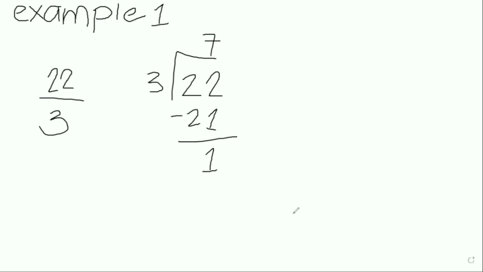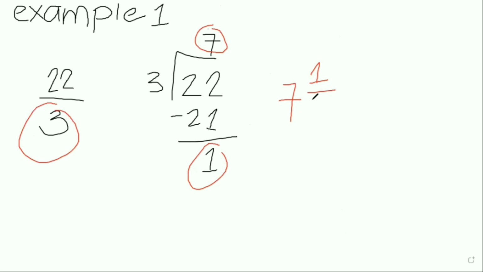So after the division procedure, we are going to follow the next step that was mentioned earlier. The quotient or the answer in division will be our whole number. The remainder will be the new numerator. And we are just going to copy the denominator, which is 3. So our answer is 7 1/3. It means that if we convert 22/3 in mixed number, the answer is 7 1/3.